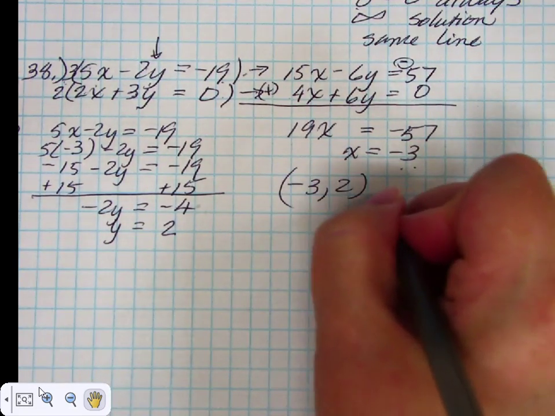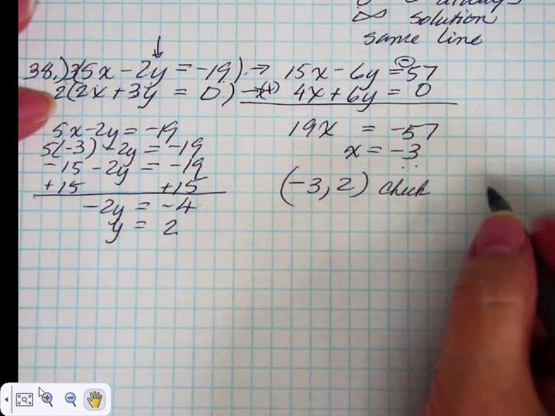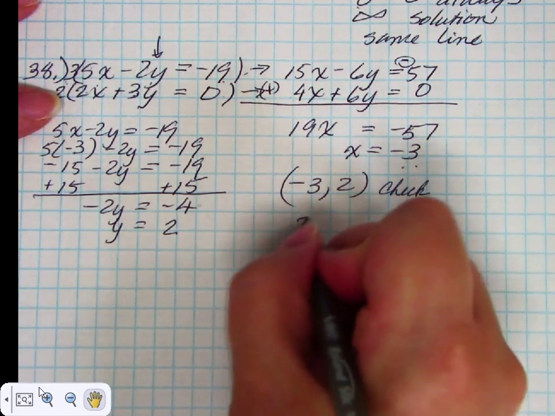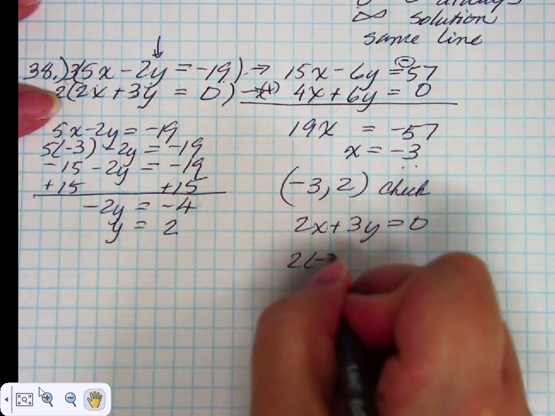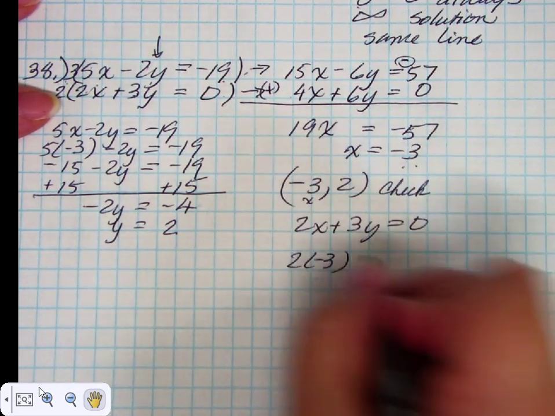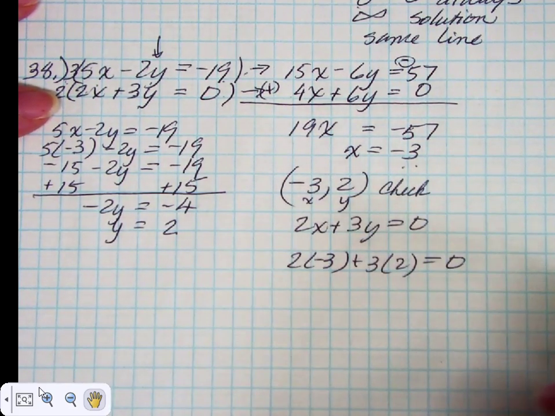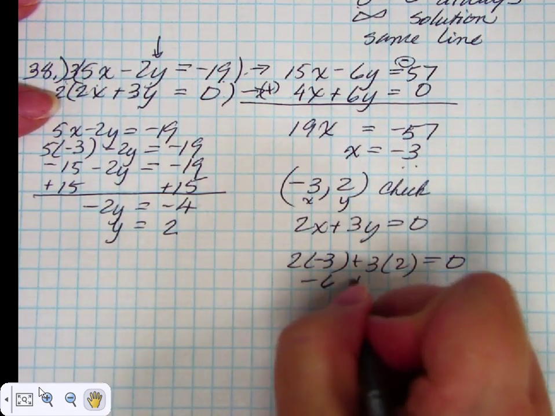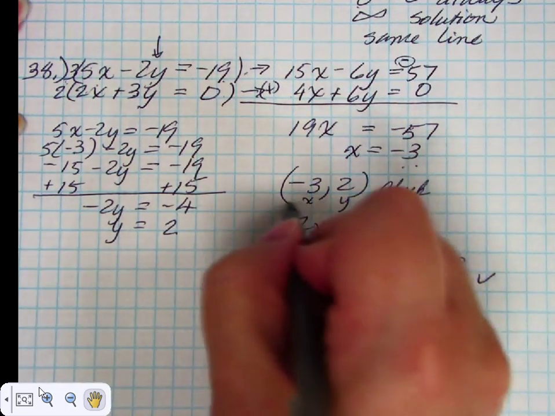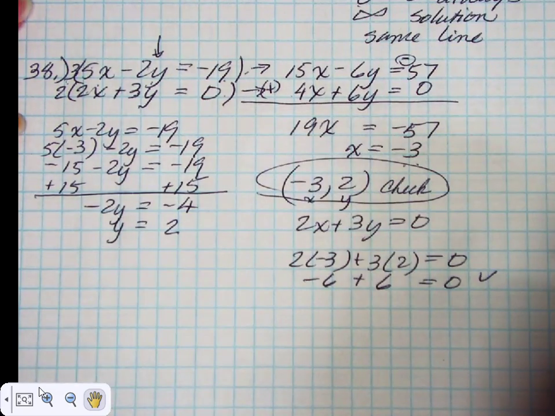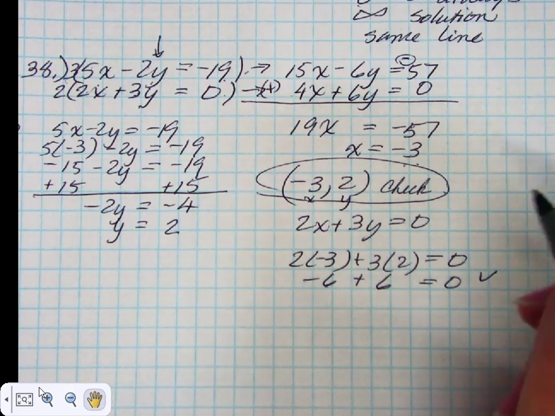We're going to check with the bottom. Always check. It's worth the time to do this. So if I say 2x plus 3y is equal to 0, 2 times negative 3, my x, plus 3 times 2, my y, is that equal to 0? Well, yes, because negative 6 plus 6 is 0. So again, you can feel confident in your answer of negative 3 and 2. And remember, this is where these two lines would intersect.